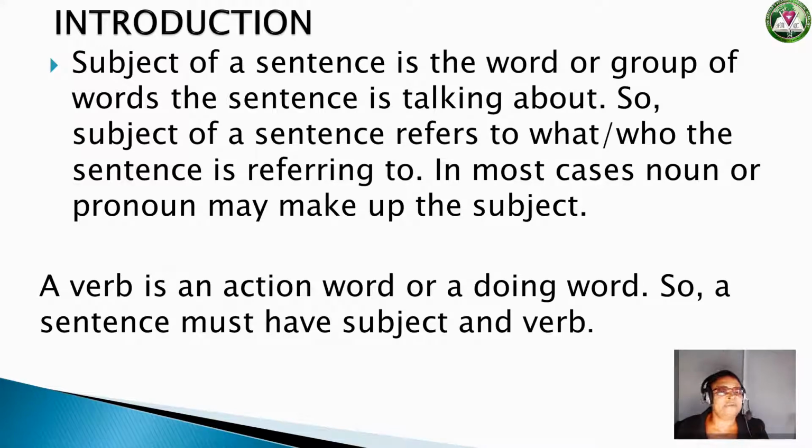What is a verb? A verb is an action word or a doing word. So, a sentence must have a subject and a verb. A sentence must have what is being talked about and a doing word, a verb.